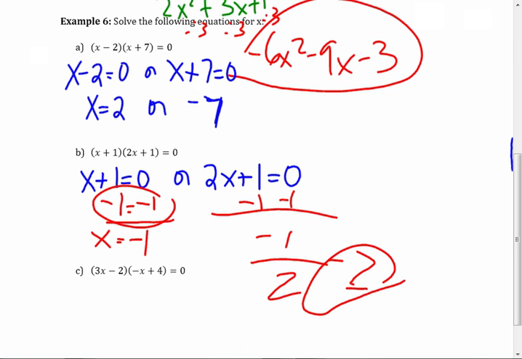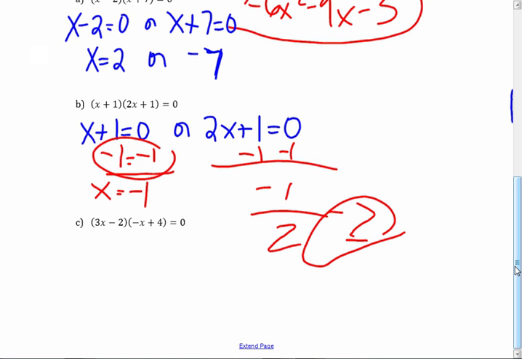Okay, one more. Set the factors equal to 0. Jane? That's good. Check your answers. So you have negative 1/2 and negative 1.